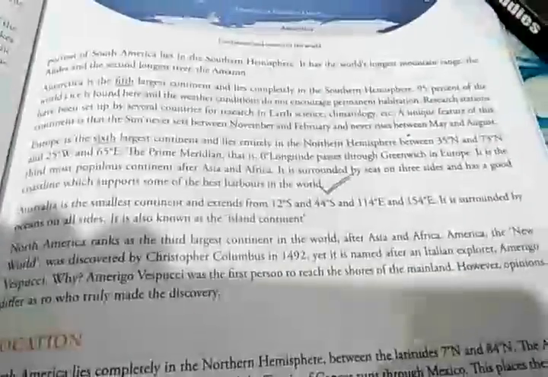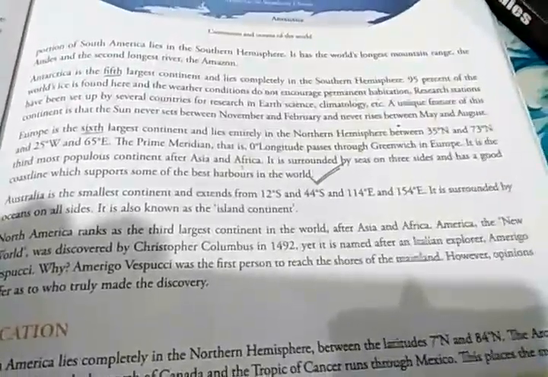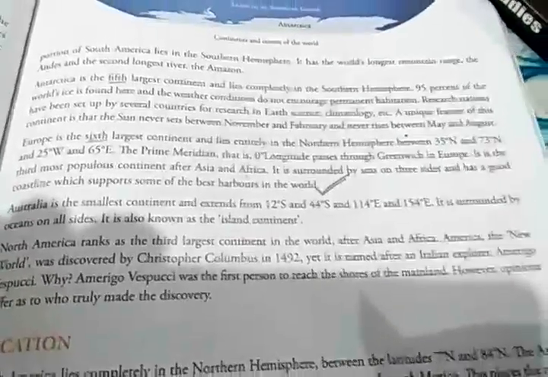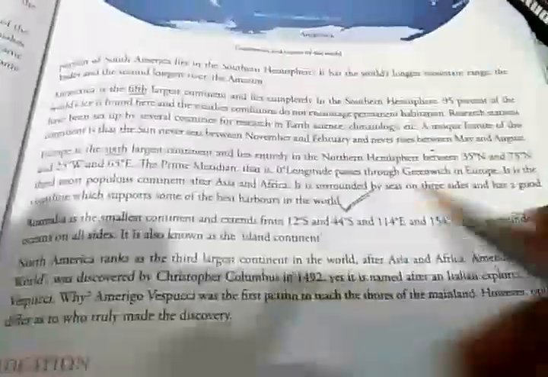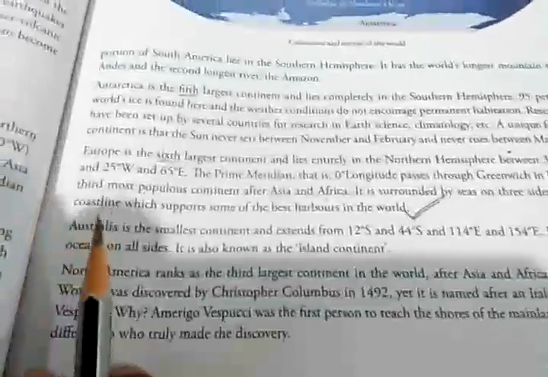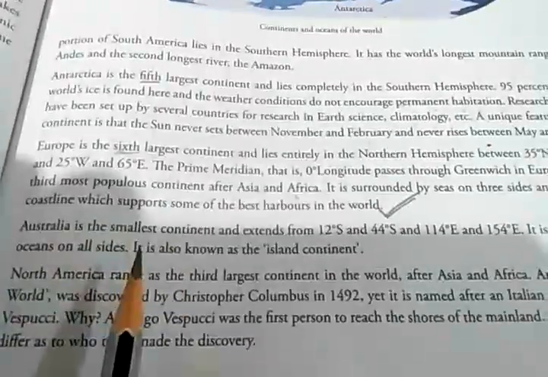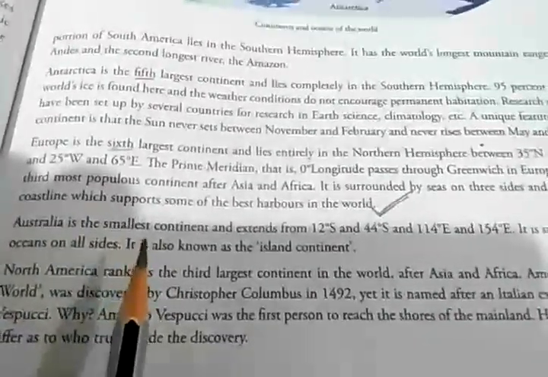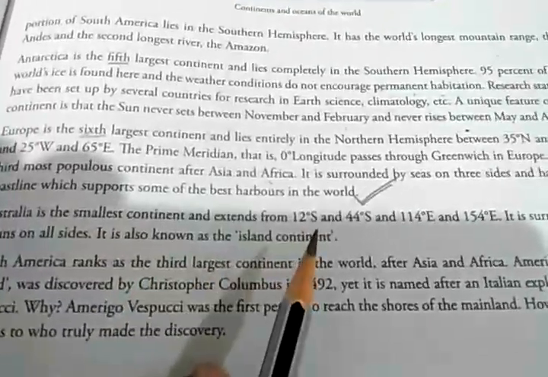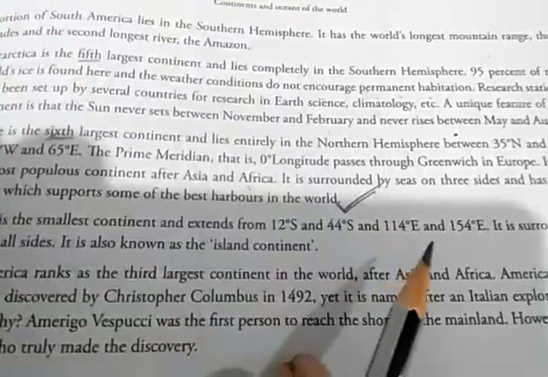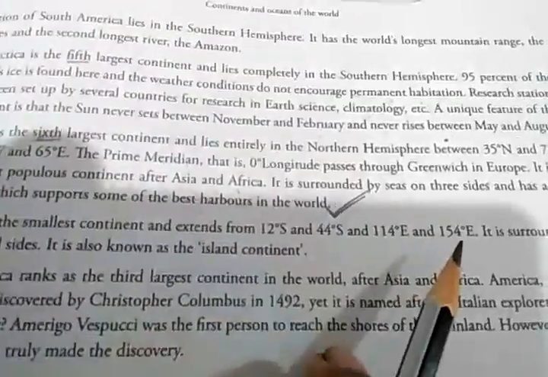Already we have discussed about Asia, Africa, North America, South America, Antarctica, and Europe. Now only one small continent is left, that is Australia. So Australia is the smallest continent among all the continents. It is also an island continent and extends from 12 degrees south to 44 degrees south and 114 degrees east to 154 degrees east longitude.